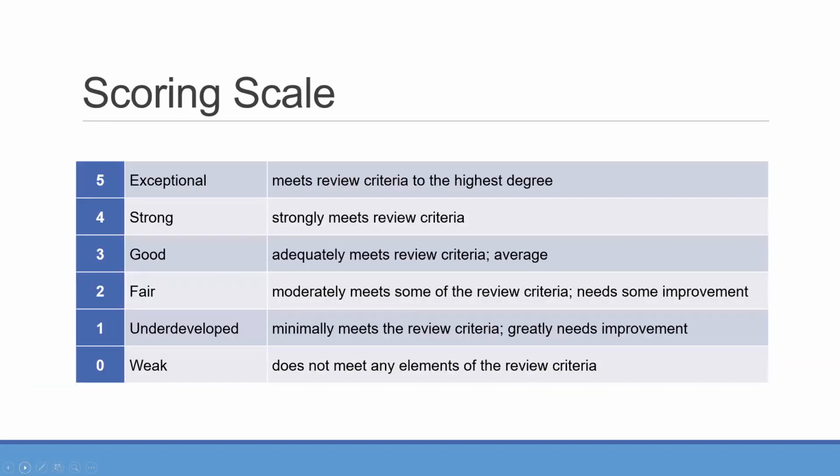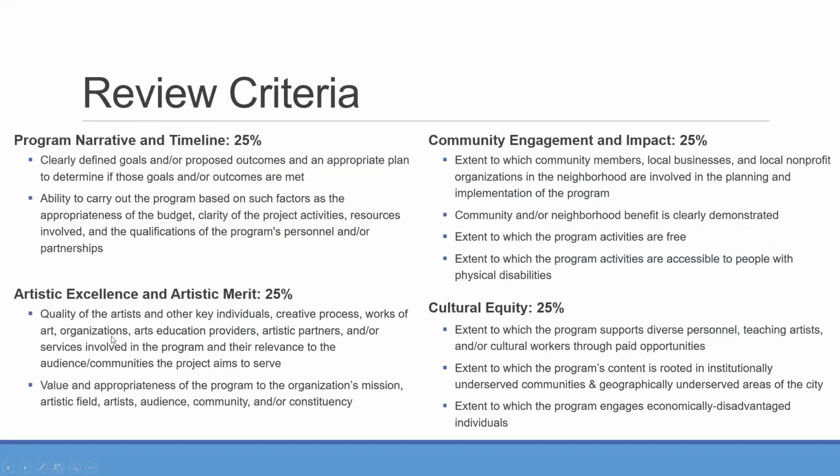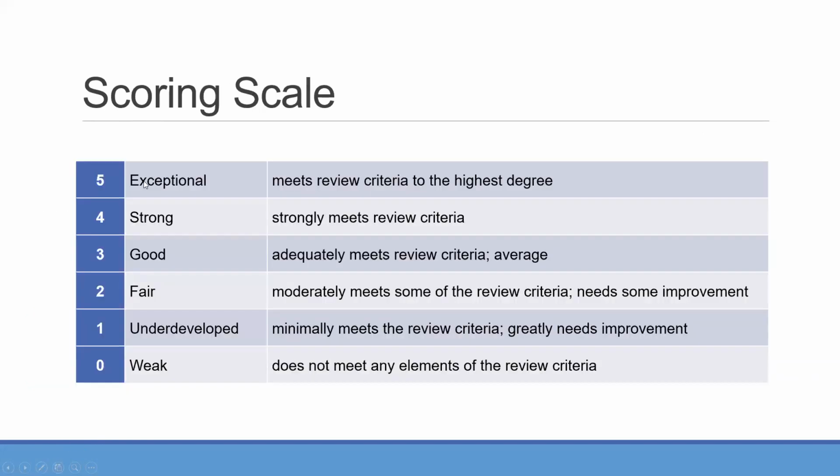And this is the scoring scale that panelists will use in conjunction with those review criteria. So they will assign a numerical value to each of the review criteria using this rubric. And then for each panelist, their score for your application will result from those 25% weights. And then all of the panelists who review your application, their scores will be averaged, and that will result in your final score. So each of these review criteria will get a number 0 through 5 assigned to them, and that's how your scores will be determined.